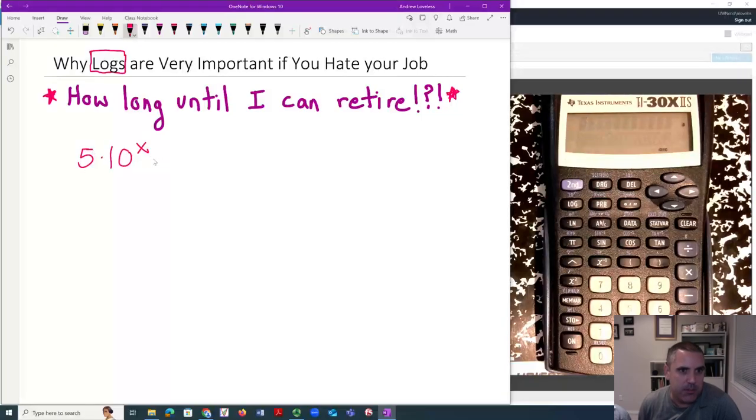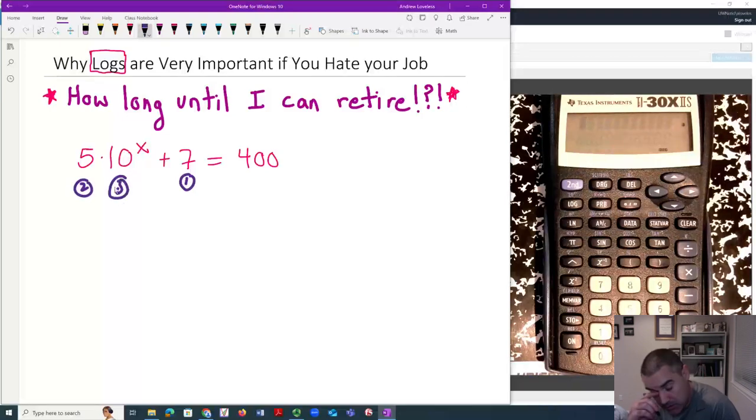5 times 10 to the x plus 7 equals 400. Just a few warm-up problems. The goal is to undo. So if no one's ever taught you this, solving is easy. You're trying to undo 3 things. You're trying to undo adding 7, undo multiplying by 5, and undo the 10. You just need to know which button does that.